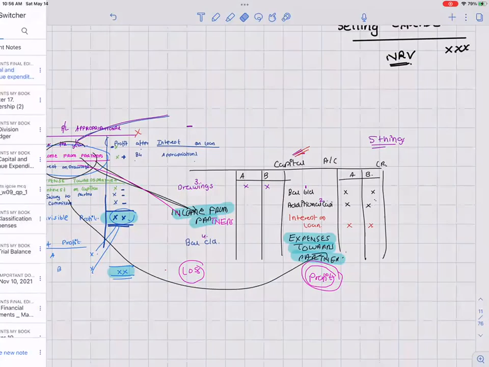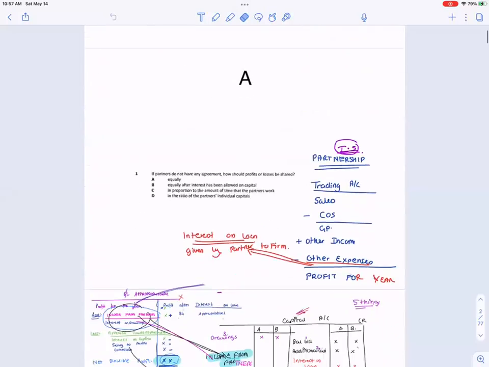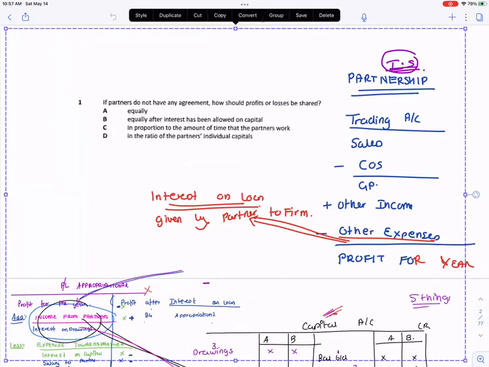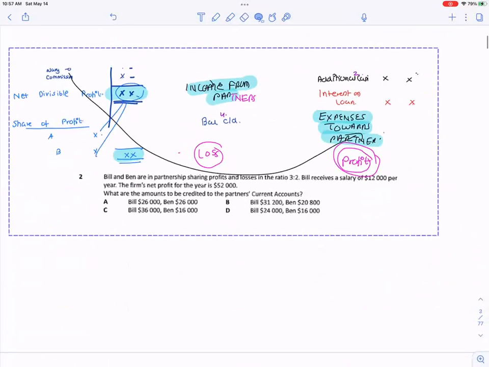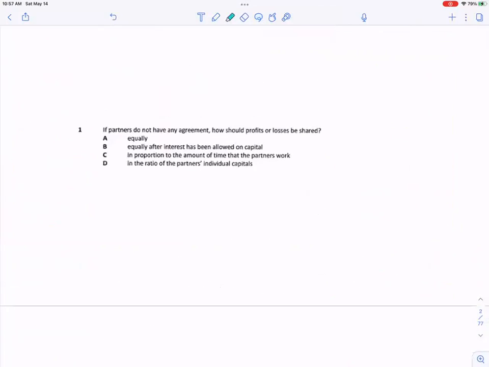Let's start with the MCQs. First MCQ. If the partners don't have an agreement, how will the profit or loss be shared? In the ratio of partners' individual capital? No. If no agreement, then profits and losses will be shared equally.